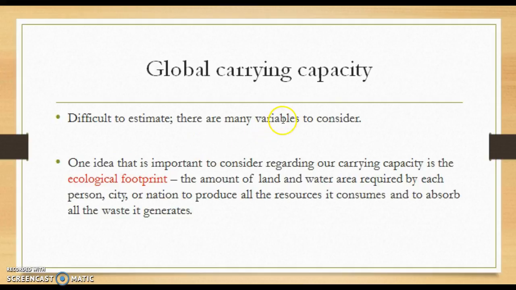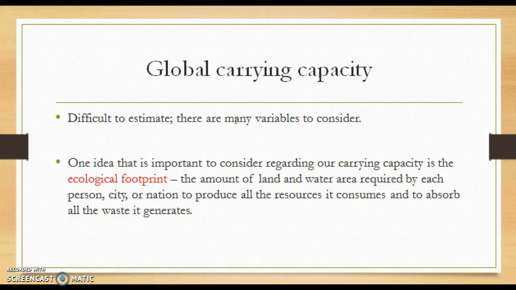Other variables that should be considered: resources in general, shelter, space, a lot of things to consider with global carrying capacity. So there are all sorts of estimates from all sorts of different people, and it's really difficult to pinpoint which one is the most accurate.